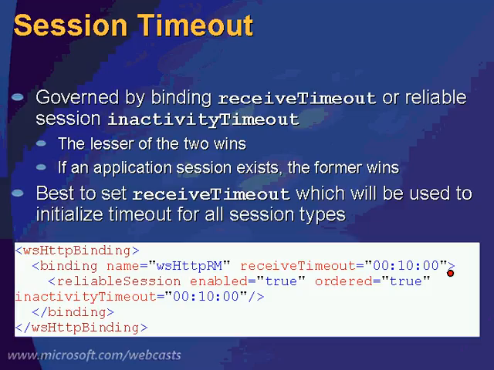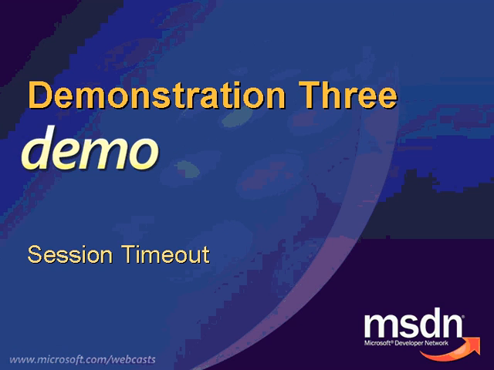But if you govern it by the receive timeout, then that number will govern the application session timeout, the reliable session timeout, and ultimately the secure session timeout. Otherwise, the lesser of the two wins if you don't have an application session. So if I don't turn on sessions at my service, then if I set inactivity in reliable session to less than the receive timeout, then it will win. So it will time out faster. In other words, the server channel will fault, as will the client channel.